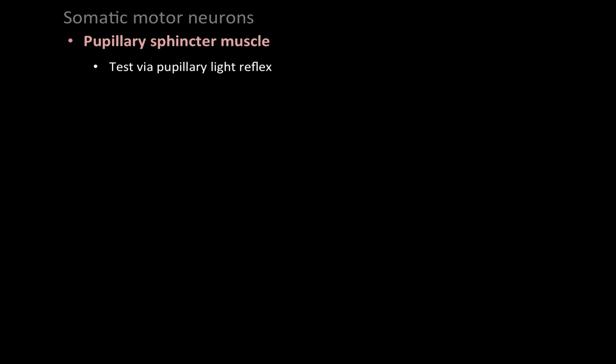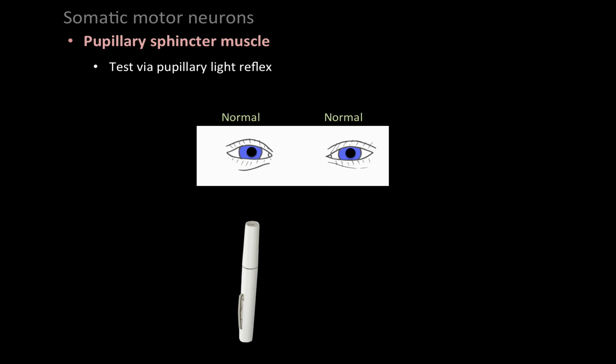Now, the pupillary sphincter muscle is what causes your pupil to constrict. And so one way of testing the Edinger-Westphal nucleus is the pupillary light reflex. So here we have a pen light, and when you shine the light, you're going to see the pupils dilate. Pardon me, let me say that again. When you shine the light, you're going to see the pupils constrict.